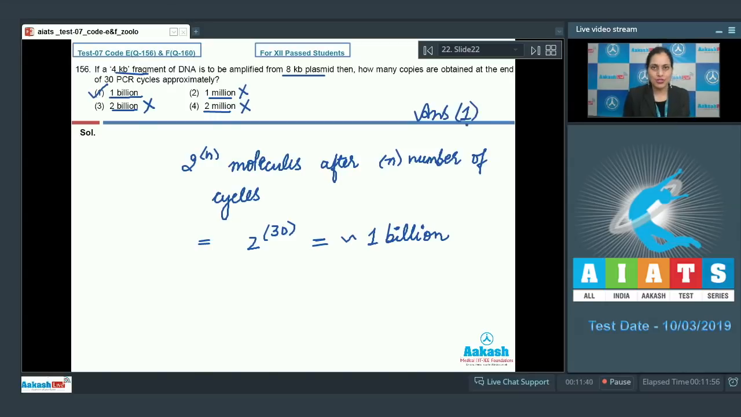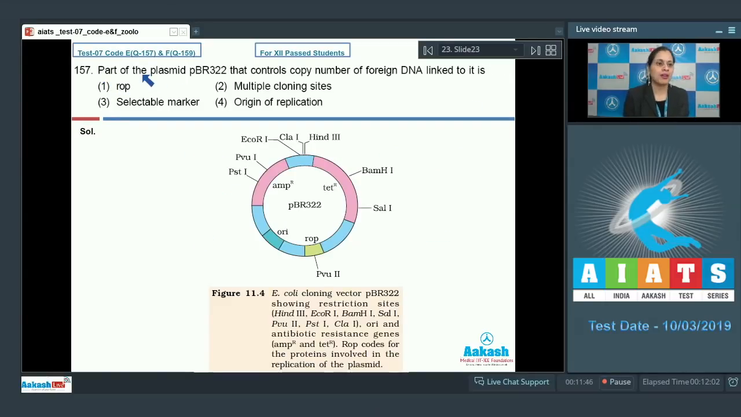Let's discuss our next question. Question number 157. Part of the plasmid pBR322 that controls copy number of foreign DNA linked to it is, and the options are rop, multiple cloning sites, selectable marker, origin of replication. And the correct answer to this question is option number 4, origin of replication. It is a part of plasmid pBR322 that controls copy number of foreign DNA.